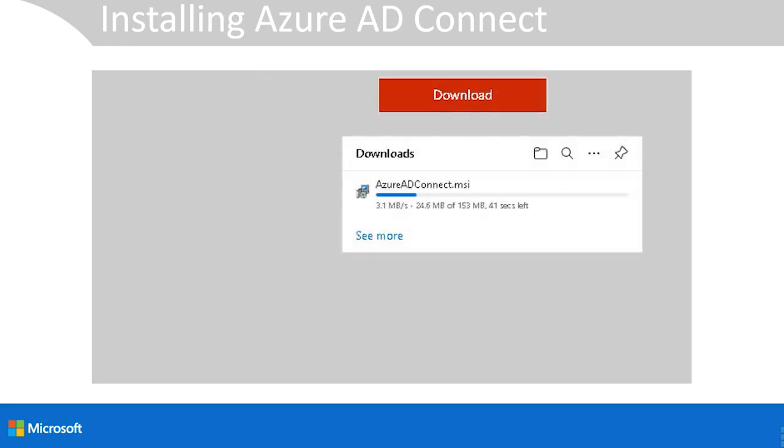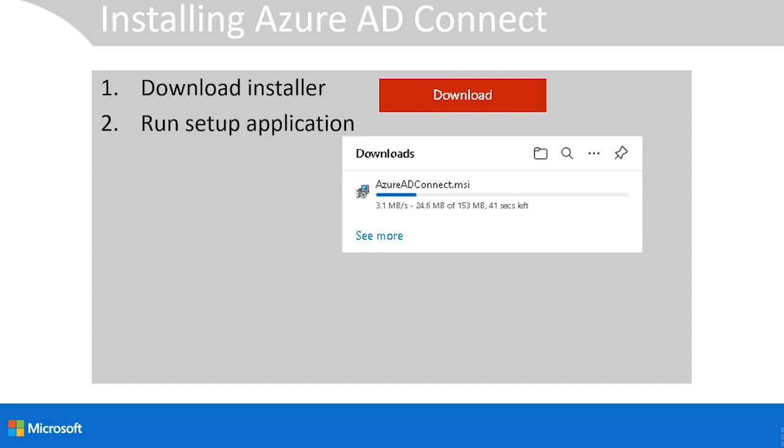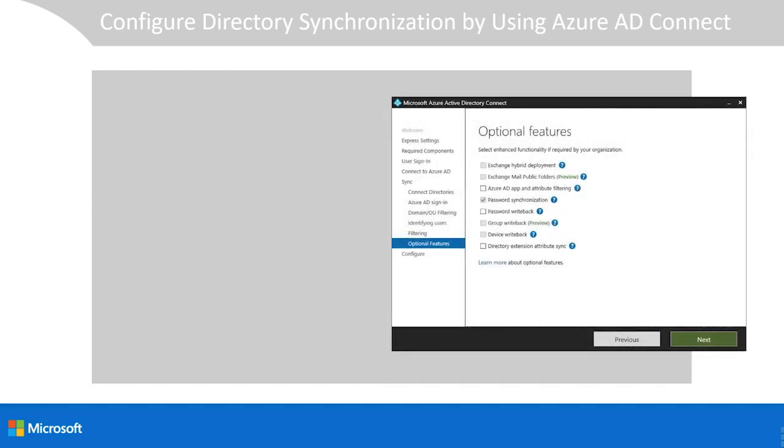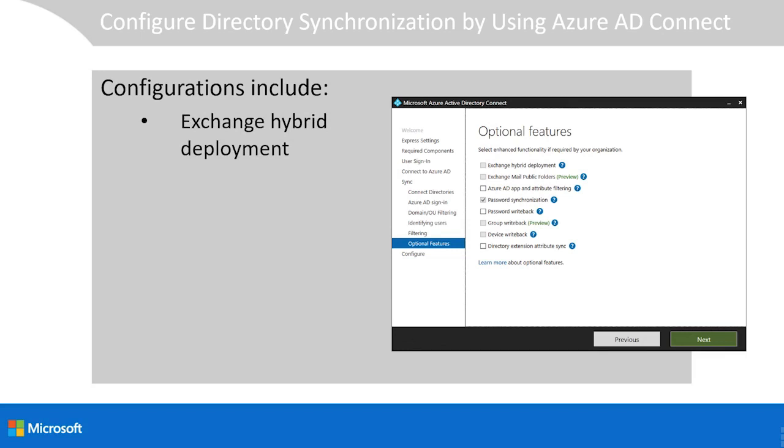This kicks off a download of the installer, and then when the download is complete, you run the setup application and follow the prompts. A lot of the setup process is fairly cut and dried, and I'll show you a demo of the process in a bit, but there are a number of optional configurations available. For example, Exchange Hybrid Deployment. This is for situations where you have an Office 365 deployment with mailboxes hosted both on-premises and in the cloud.